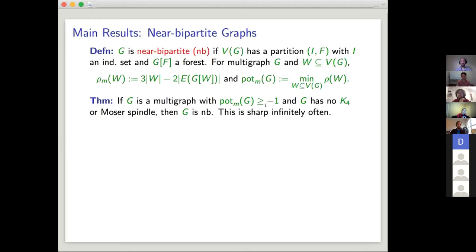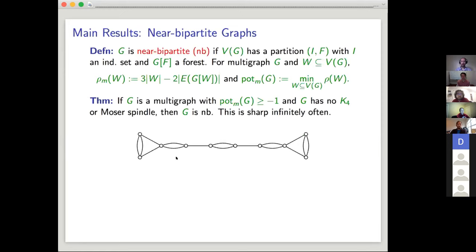And what is this saying? Basically what this is saying is that you're allowed to essentially have average degree about 3. You're allowed to have average degrees slightly more than 3. But this is sharp infinitely often.